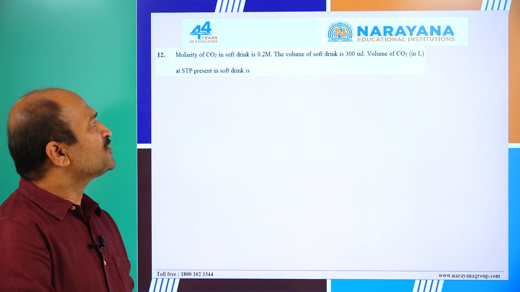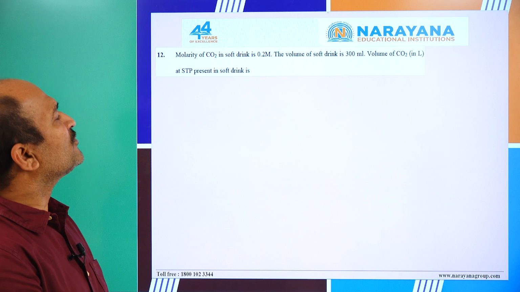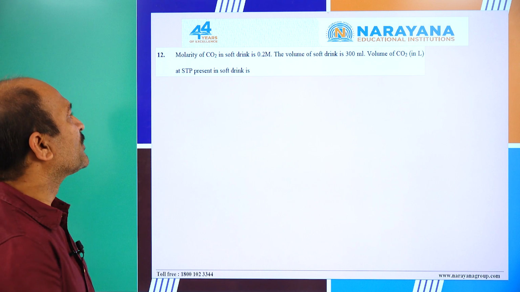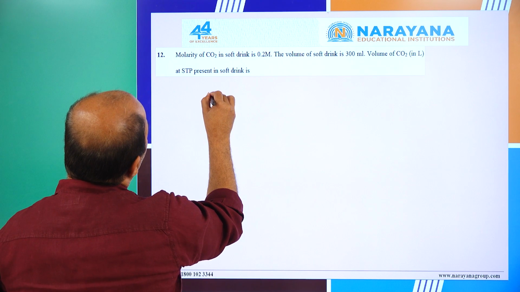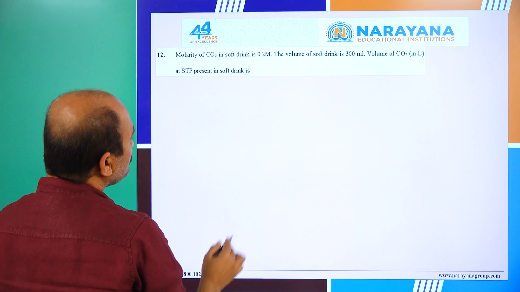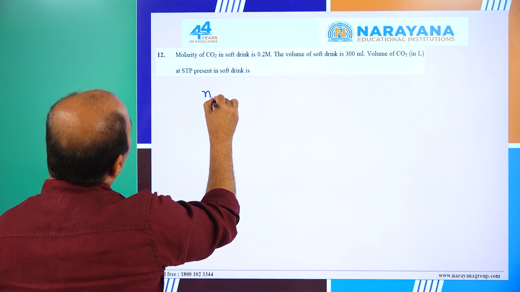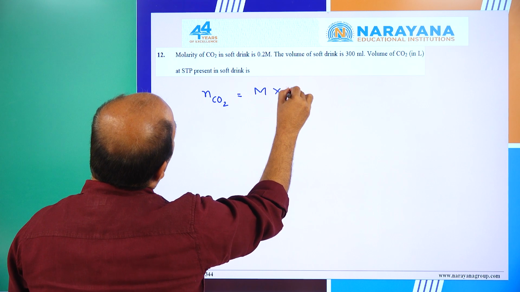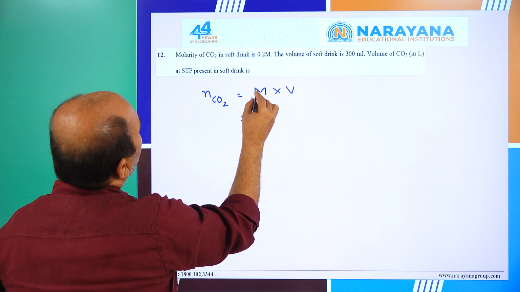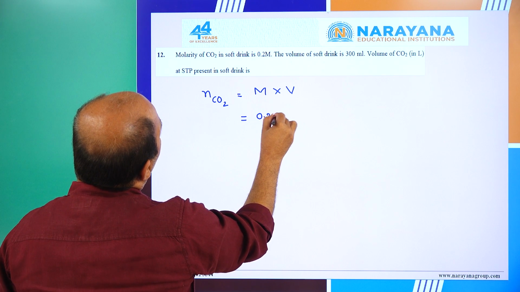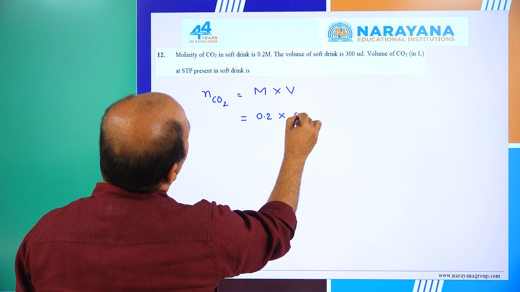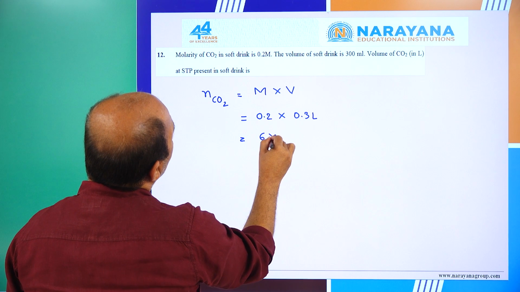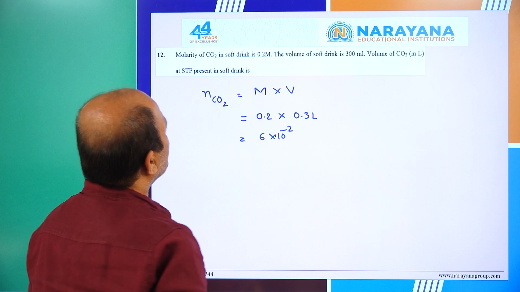Molarity of CO2 in a soft drink is 0.2 M. The volume of the soft drink is 300 ml. The volume of CO2 at STP present in the soft drink is? Students, first you want to calculate the number of moles of CO2. Number of moles of CO2 is equal to molarity into volume. Molarity they gave as 0.2 and volume is given as 300 ml. I want to take it as 0.3 liter. On calculation it will be 6 into 10 to the power of minus 2 moles.